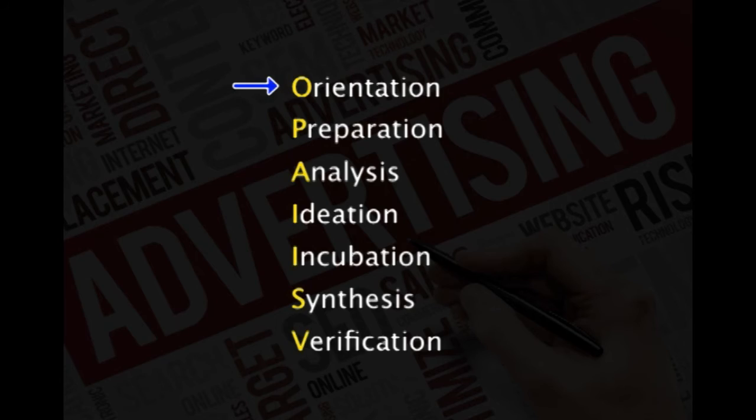Any questions? What is OPA-IASV formula? Well, it looks tricky, but it is just the process of visualization, the 7-step process. That is O for orientation, P for preparation, A for analysis, I for ideation, I for incubation, S for synthesis, and V for verification. That is OPAIISV. Any more questions? Well, then this is the conclusion.